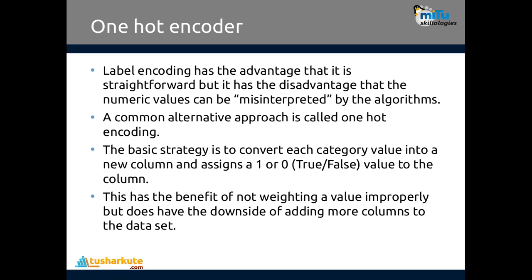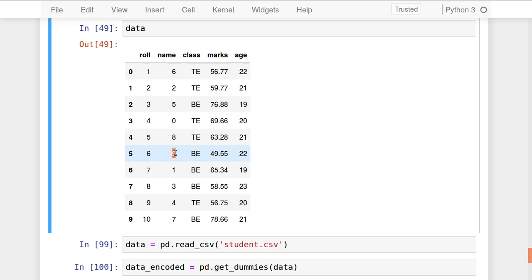So what's an alternative approach? It's called one-hot encoding. The basic strategy is to convert each category into a new column and assign 0 or 1 to it. The benefit is not weighting a value improperly, but it does have the downside of adding more columns to the data set. Yes, more columns will be added. Let's see how to do this one.